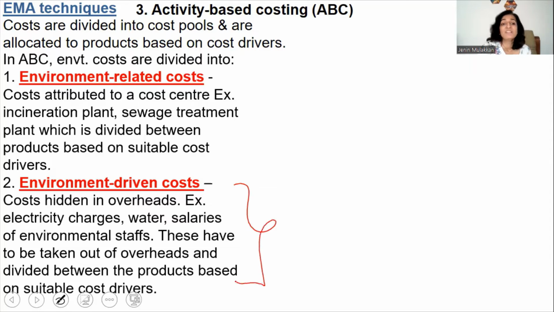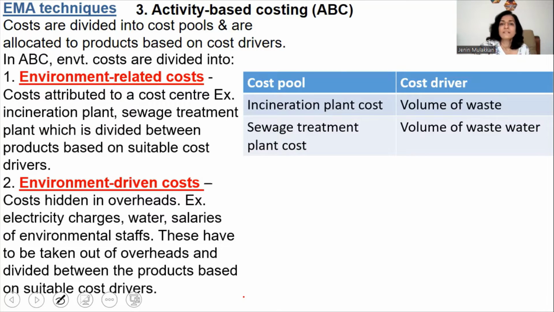But the environment-driven cost is not straightforward. You will have to reclassify. That is, you have to take it out from a total cost and then break it down based on its nature. Here, there is no question of breaking down the incineration plant cost. That is, here the entire incineration plant cost can be divided based on a single cost driver. That is the volume of waste. Now, in order to understand the meaning of environment-driven cost, I'll give you a very simple example.